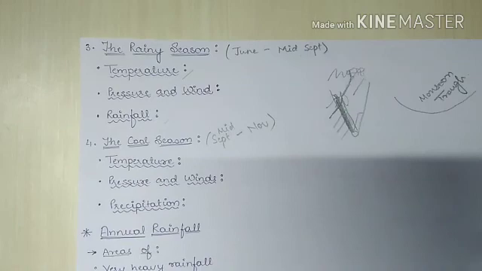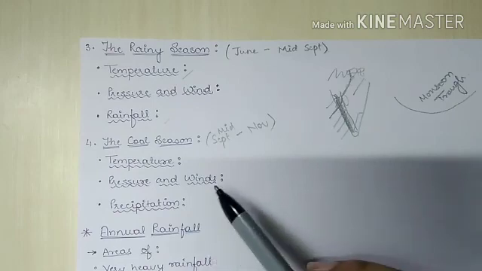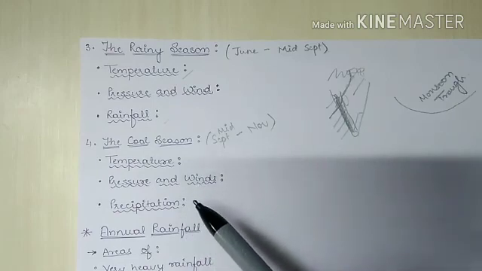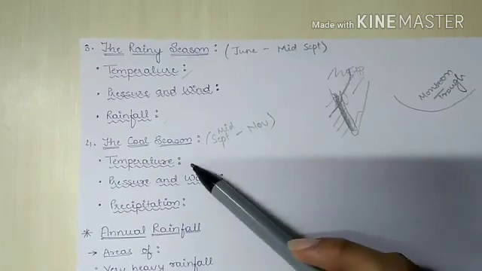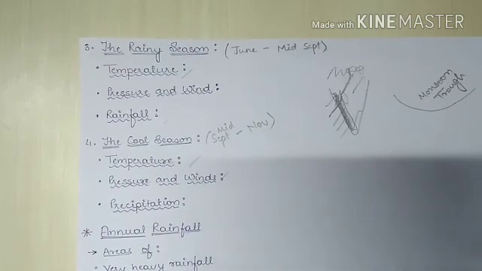Nights are cool, with maximum temperature varying from 20 to 25 degrees Celsius in the Himalayan region. The minimum temperature reaches up to freezing point and sometimes below. The average temperature in most parts of the country varies from 25 to 30 degrees Celsius. So this is the distribution of temperature. After that, we will look into pressure and winds.